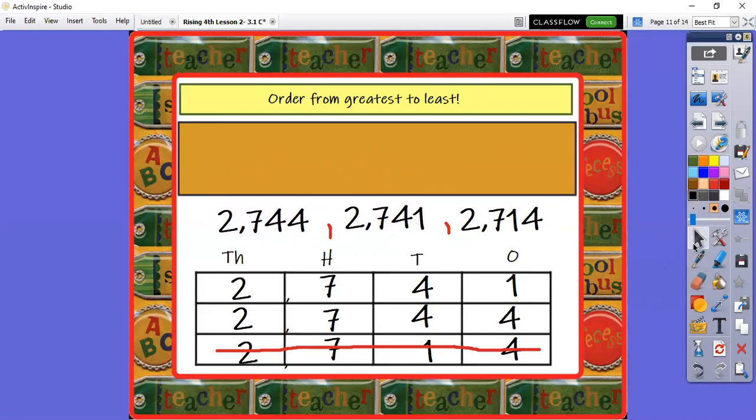All right, so you should have 2,744 followed by 2,741 followed by 2,714.